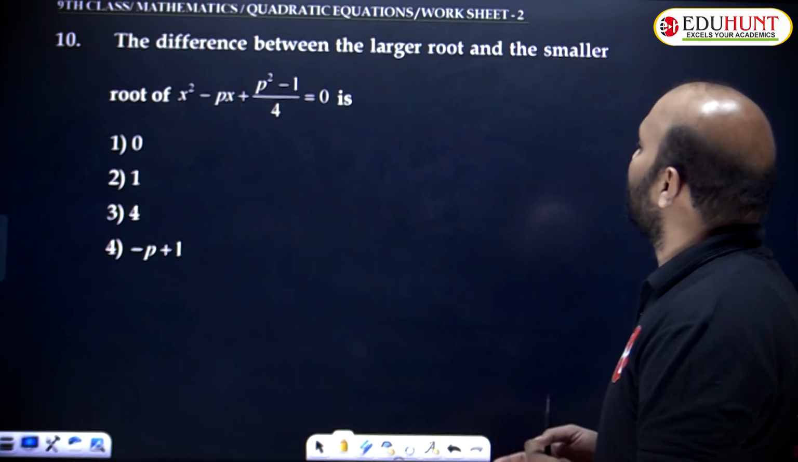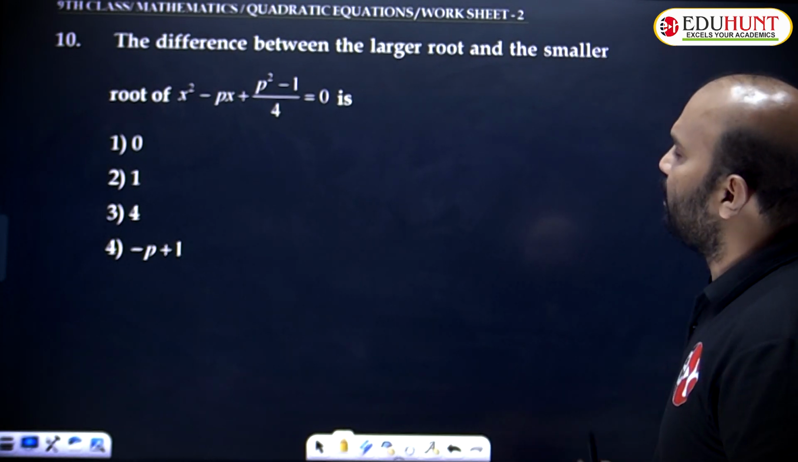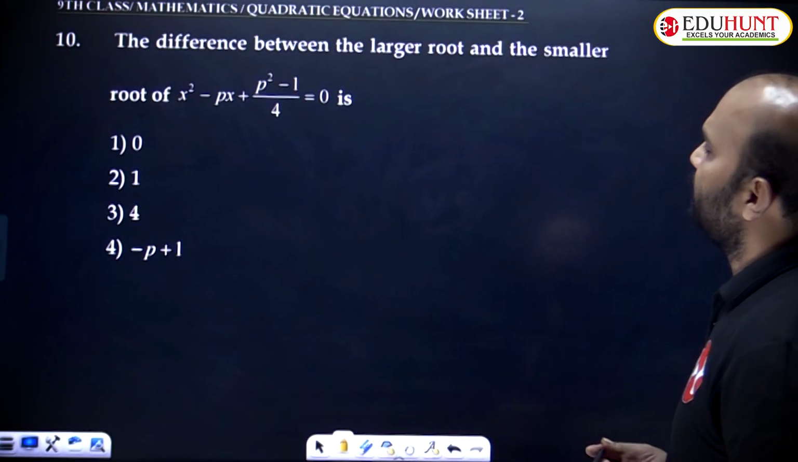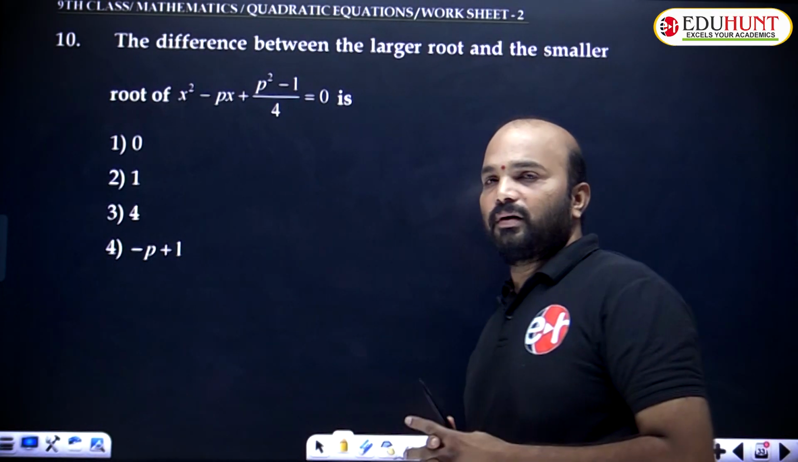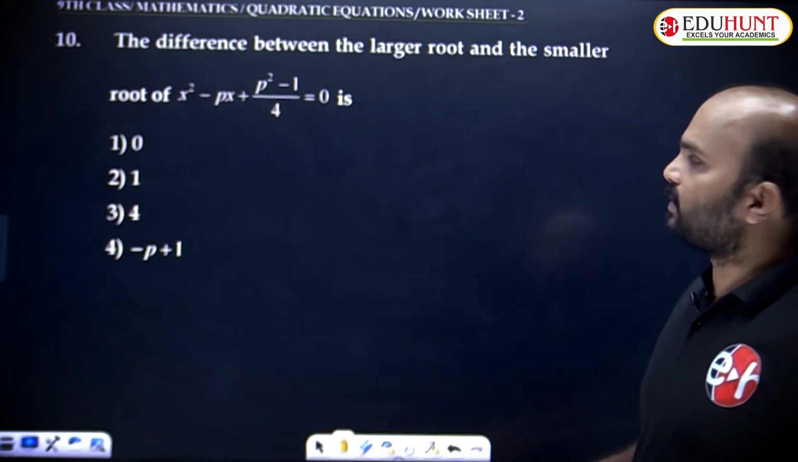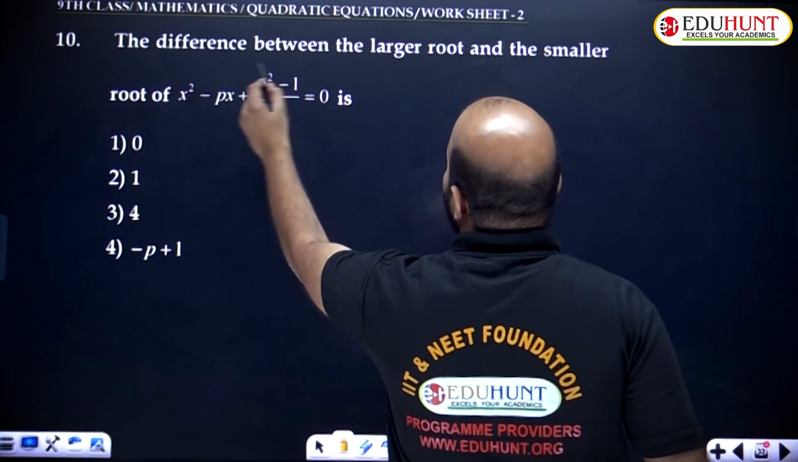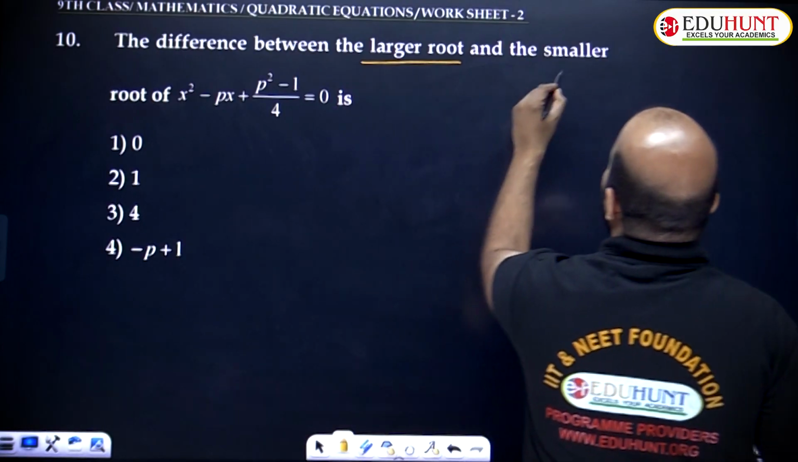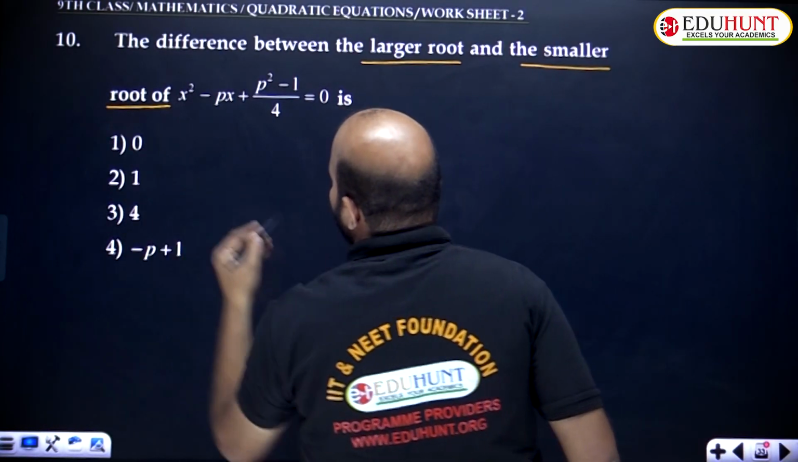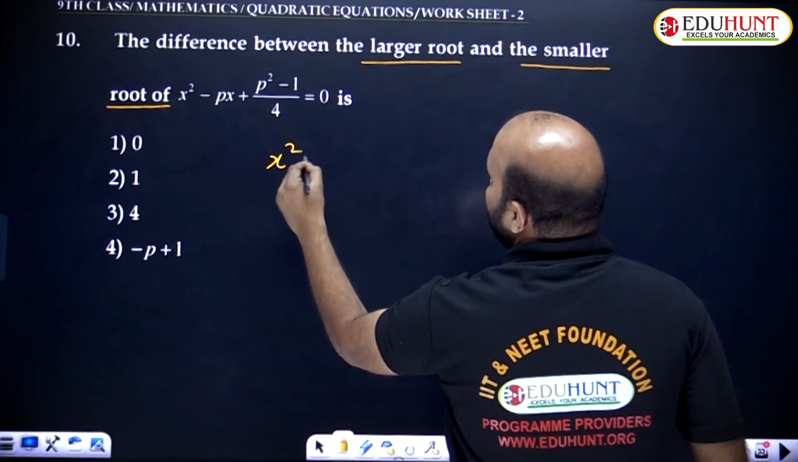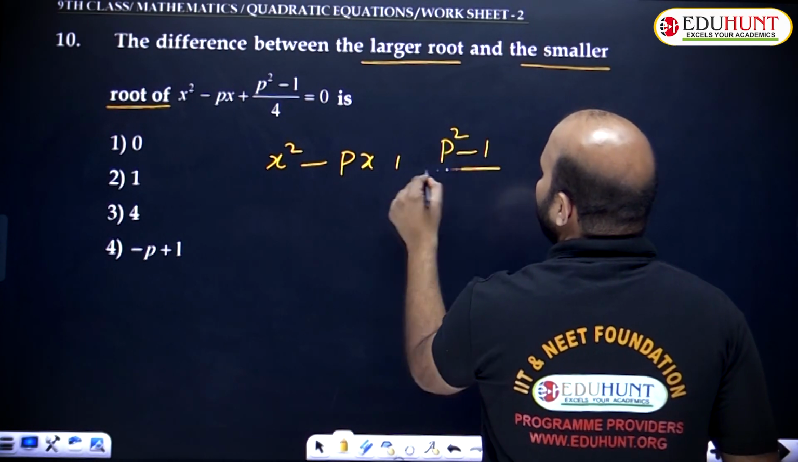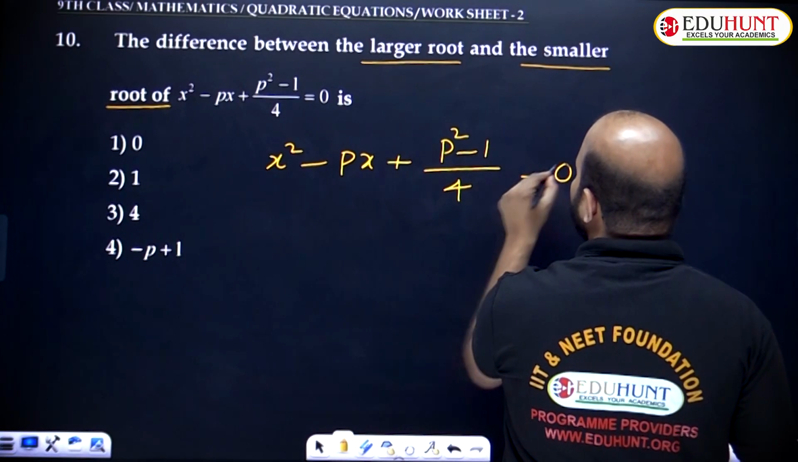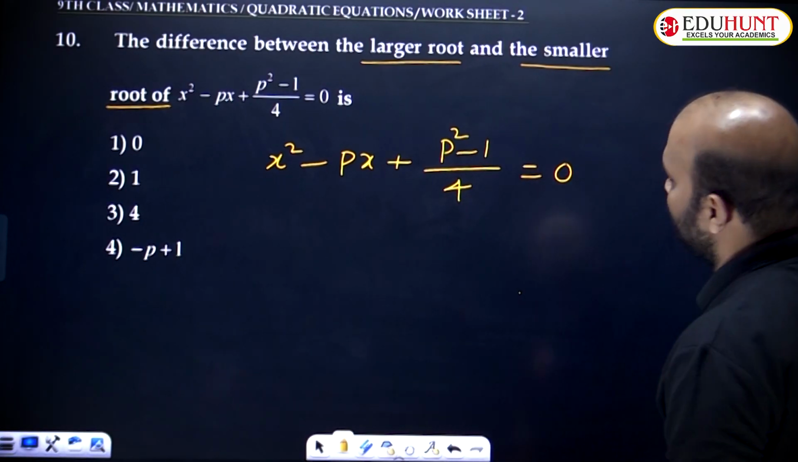The difference between the larger root and the smaller root of x² − px + p² − 1/4 = 0 is: option 1, 0; option 2, 1; option 3, 4; option 4, −p + 1. So the question is asking for the difference between the larger root and the smaller root of the given quadratic equation. We are given x² − px + p² − 1/4 = 0. This is the given quadratic equation.